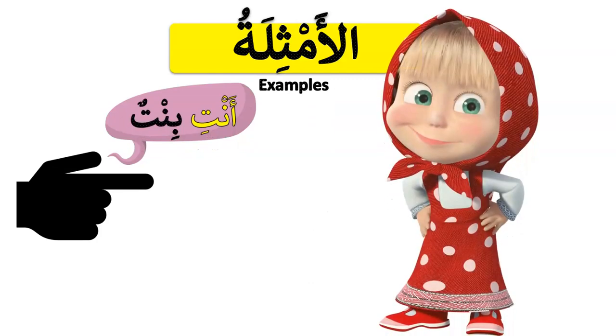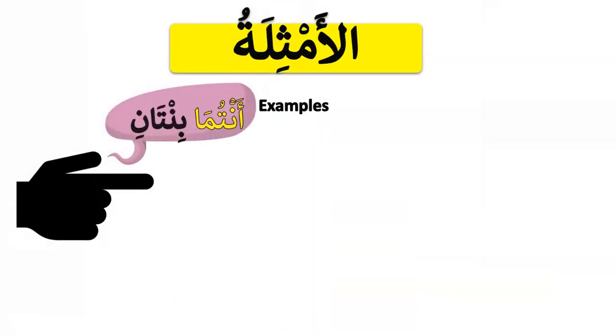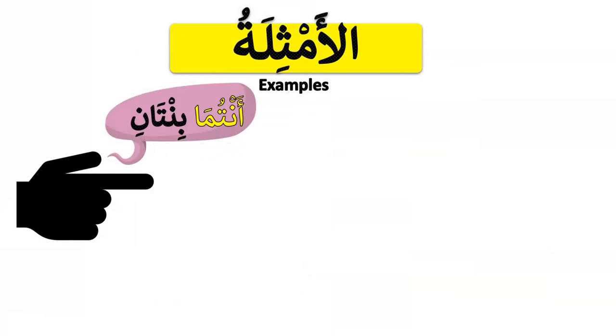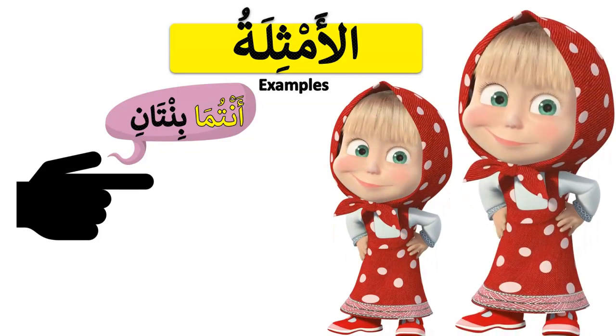أنتِ, that is singular feminine. أنتِ, you are. أنتِ بنت, you are a girl. Is that the case when I'm talking to 2 people? 2 girls, for example? No. It will be أنتما. Both of you. أنتما. Both of you are girls. So أنتما representing dual feminine. And remember, this is also for dual masculine.